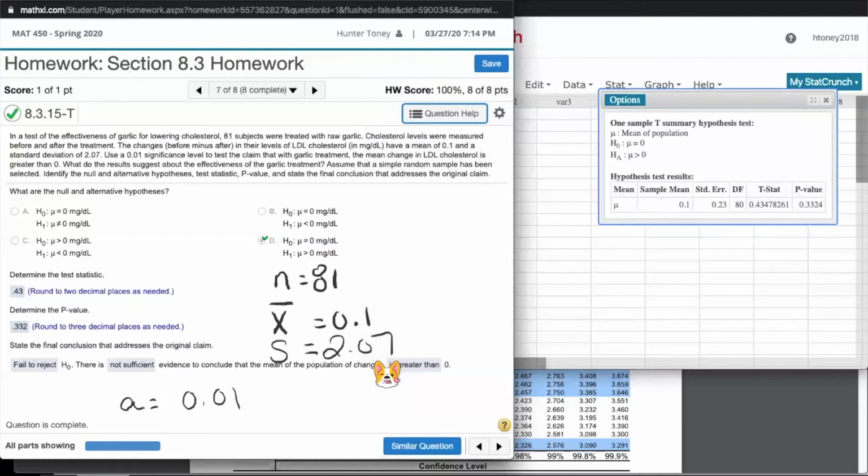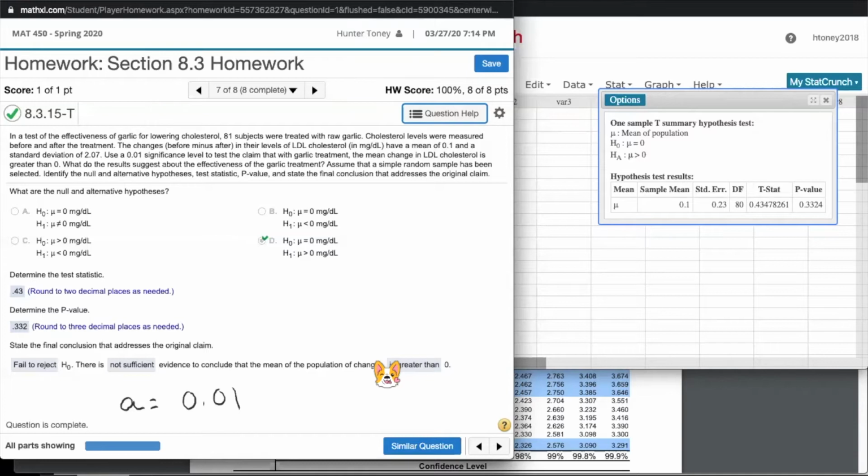So what's important about our final conclusion is that we want to be comparing our p-value to our significance level or our alpha. If you guys remember from the cheat sheet, if your p-value is less than or equal to your alpha, you reject your null hypothesis. And if your p-value is greater than your alpha, you're going to fail to reject your null hypothesis.